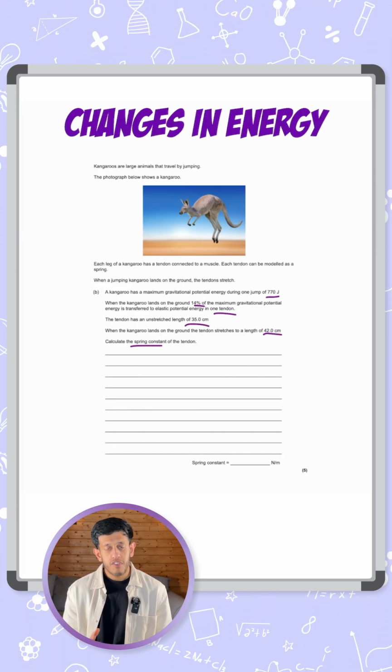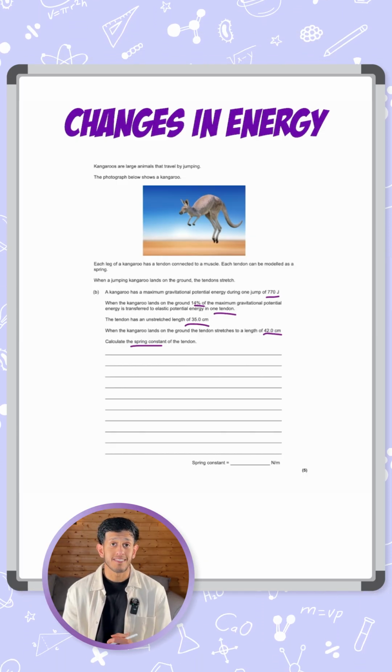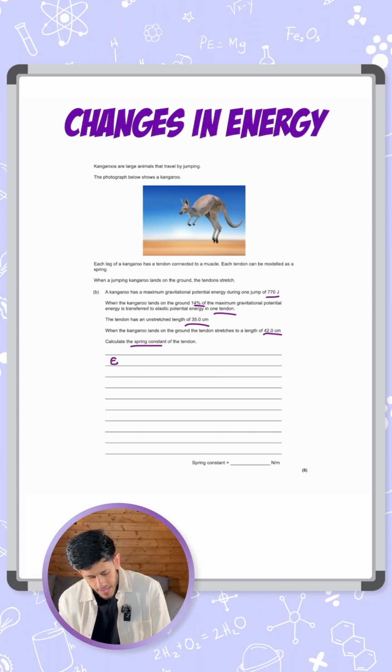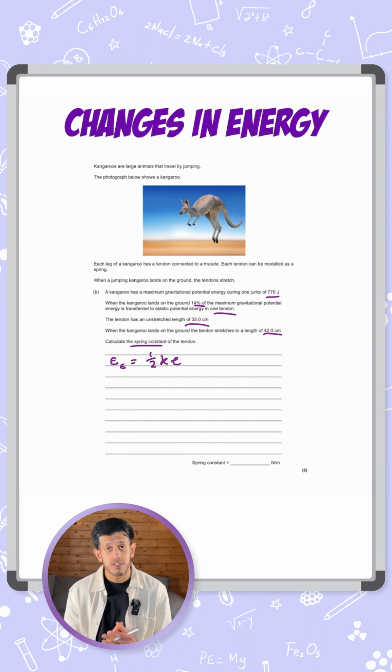Okay, so we want to find the spring constant. What equation are we going to use? I see energy there and I see about length there, so we're going to use EE for elastic potential energy is half KE squared. Remember, that is in your formula sheet, so you can refer to that.